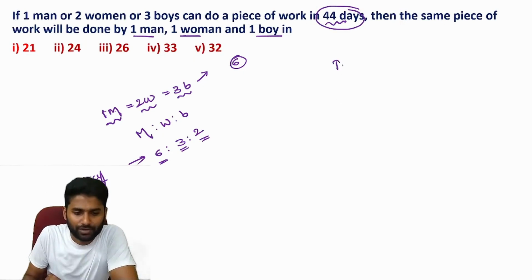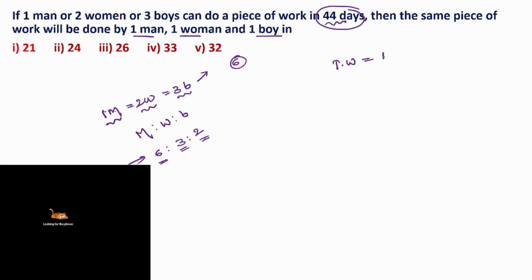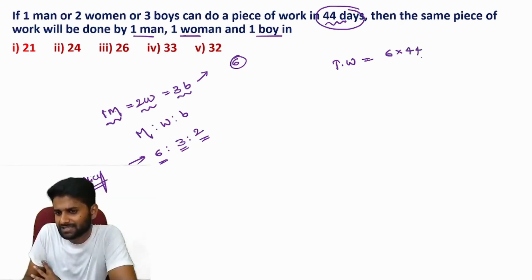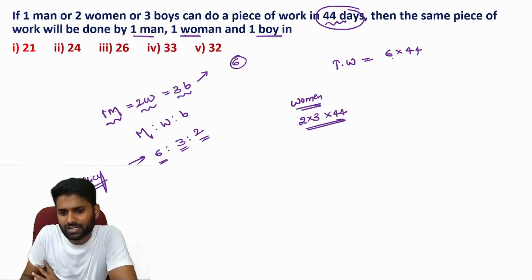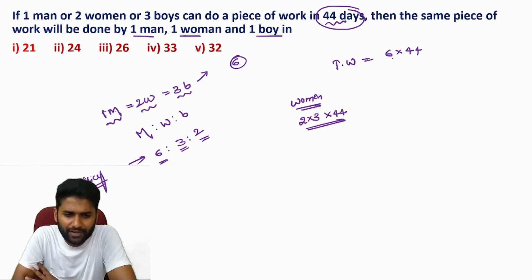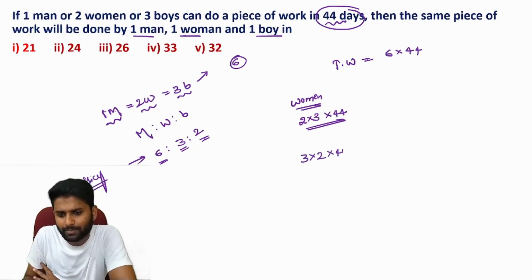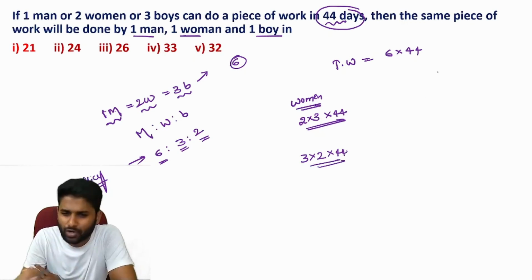Now let's take this information. Total work is equal to: one man takes 44 days, or two women take 44 days, or three boys take 44 days. If you take one man, the efficiency is 6 units and he completed it in 44 days. That's why it is 6 into 44. If you go through the women, you will get the same answer. Why? Because here two women participated. So each woman's efficiency is 3 and they will complete it in 44. Still you will get the same. If we take boys also, here 3 boys participated. Each boy's efficiency is 2. They will complete it in 44. So total work is constant.